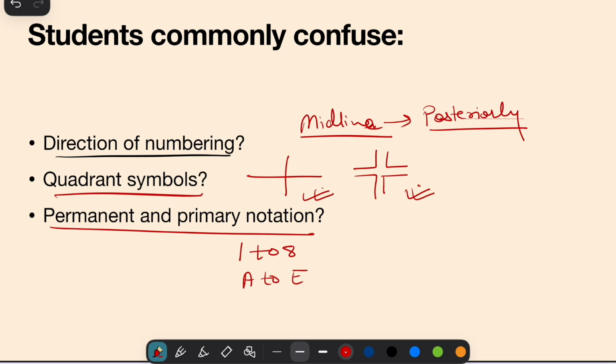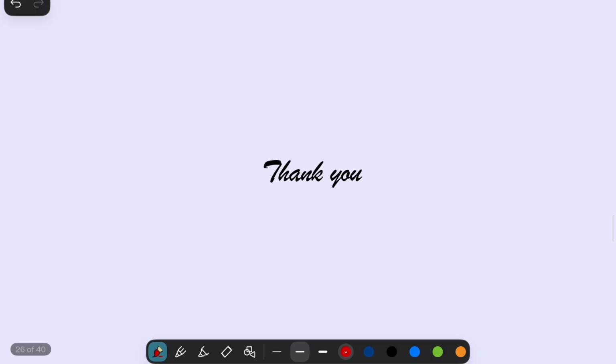And yeah, that is everything about the Zsigmondy Palmer Notation System. So to conclude, the Zsigmondy Palmer Notation System is a quadrant-based tooth numbering system widely used in dentistry, especially in orthodontics. Permanent teeth are numbered from 1 to 8 and the primary teeth are lettered from A to E. And the numbering always starts from the midline and moves posteriorly. A strong understanding in Palmer notation system helps in tooth identification, clinical communication, and orthodontic charting. So practice identifying the teeth regularly until the notation becomes easy and automatic.